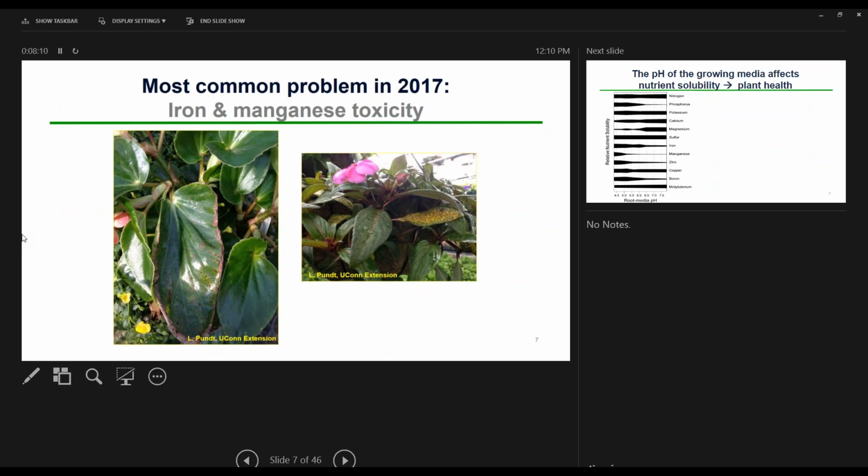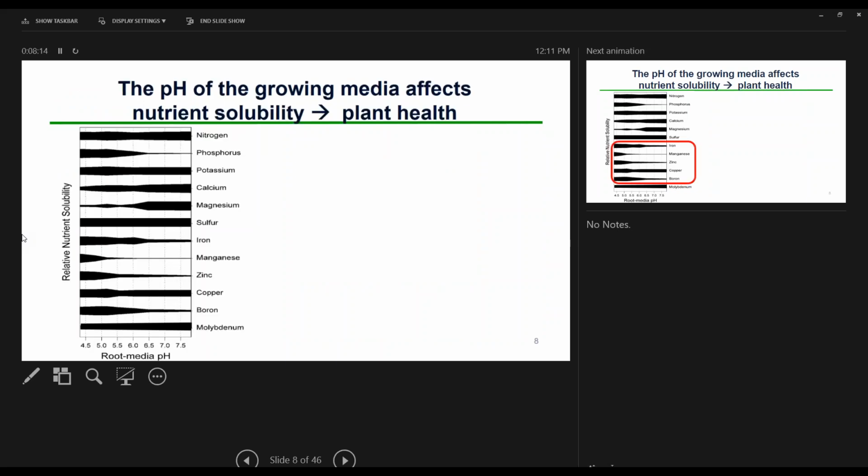So again, those are just photos of one of the common problems in 2017, and just as a brief review of why pH can lead to so many problems, right? So we know that the pH of the growing media can affect nutrient solubility, and we know that when nutrient is not in the optimum range for your crop, that's going to affect plant health, right?